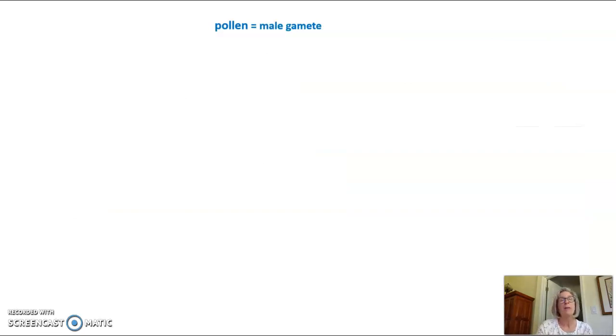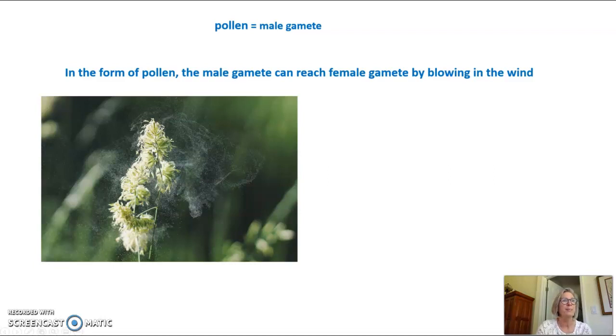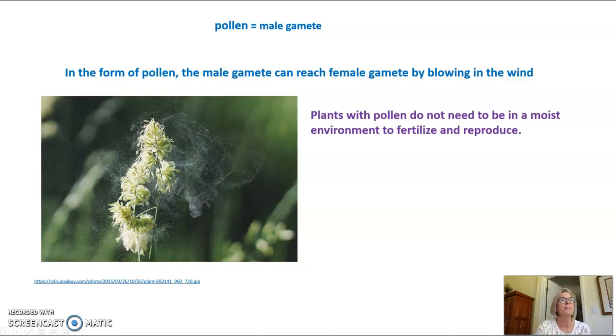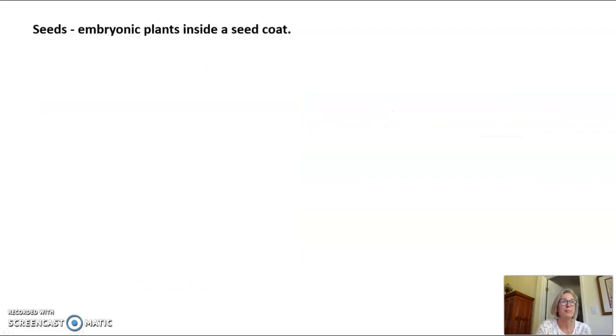Pollen is the male gamete of the plant. In the form of pollen, the male gamete can reach the female gamete by blowing in the wind. So you can see here, I have a picture of a flower on a windy day, and the wind is causing this pollen to be blown from the flower. That is the male gamete that is getting blown, hopefully in the direction of a female gamete. Plants with pollen don't need to be in a moist environment to fertilize and reproduce, and this was a huge adaptation that allowed plants to move far inland away from moist environments.